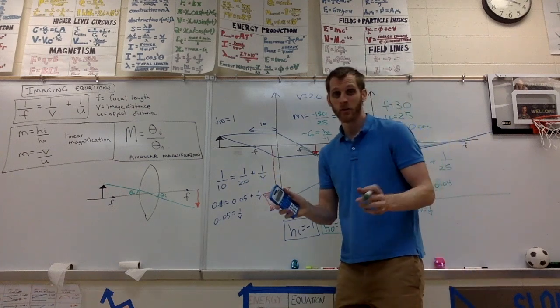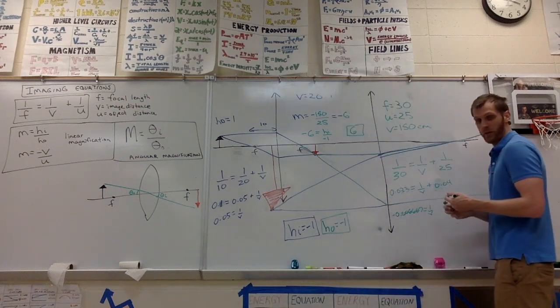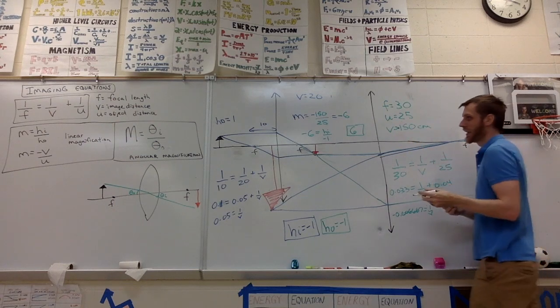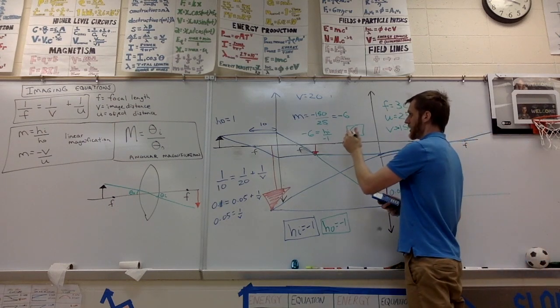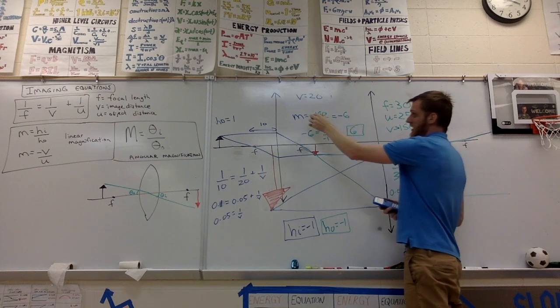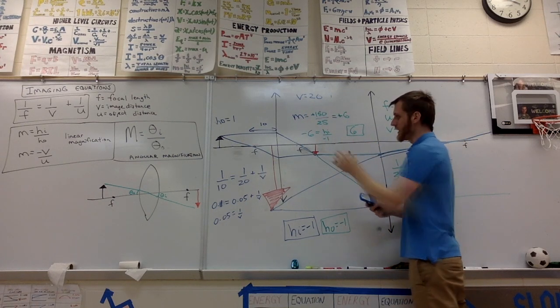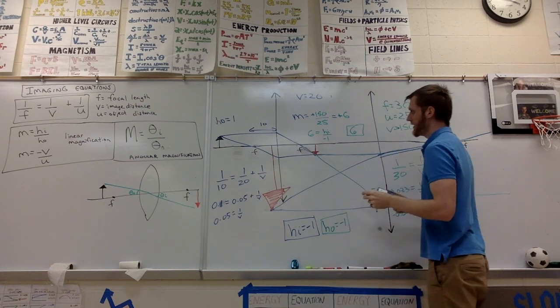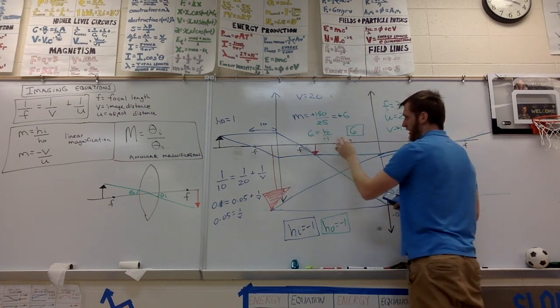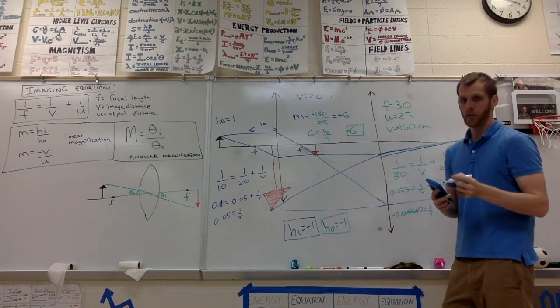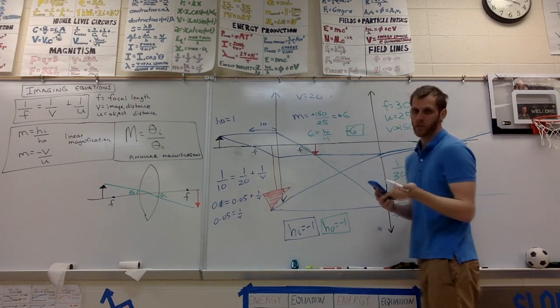My bad, I screwed up. This is actually negative 150, and this is a negative 150, so it makes it a positive 6 for magnification. And that's a positive 6 for the magnification. What's the image height? It's negative 1 times 6, which is negative 6. So let's just use centimeters.